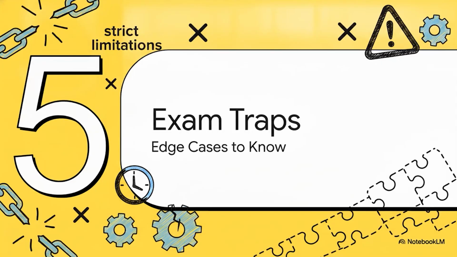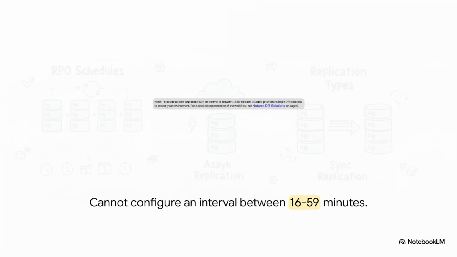All right, grab your highlighters for Section 5, Exam Traps and Edge Cases. There is a strict limitation pulled directly from the Prism Element Data Protection Guide. You cannot have a schedule with an interval between 16 and 59 minutes. This is the forbidden gap. Remember our boundaries from earlier? NearSync is 1 to 15 minutes. Async is 60 minutes or greater.